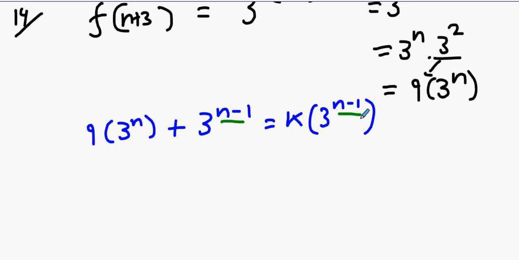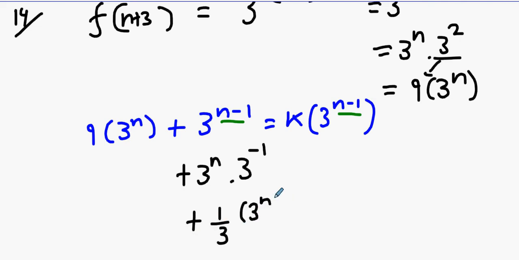Now, here's my suggestion. You change 3 to the power of n into what? 3 to the power of n by 3 to the power of minus 1. And what is 3 to the power of minus 1? A third. So is everybody happy with a third 3 to the power of n? And this is going to be k times a third 3 to the power of n. Okay?